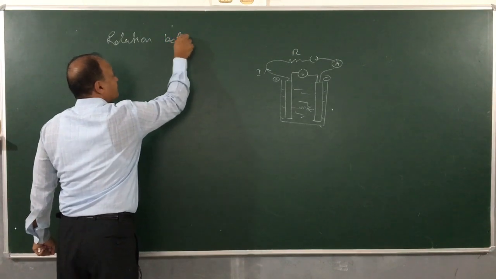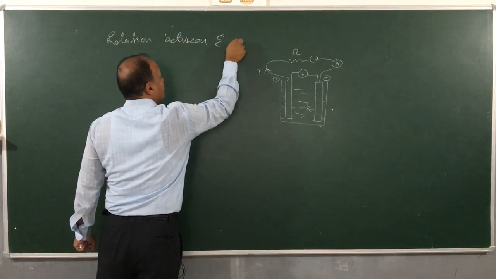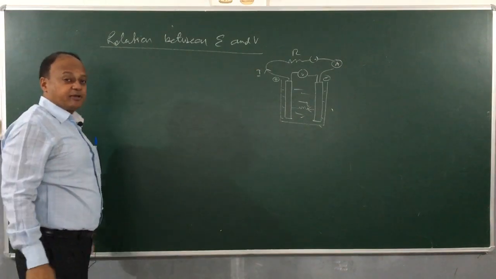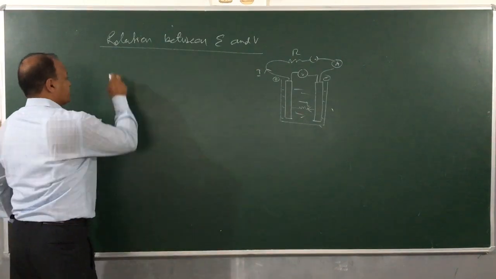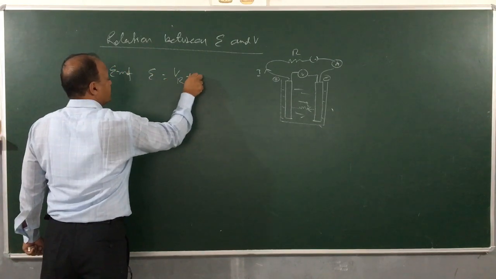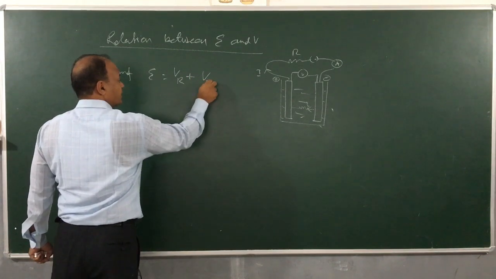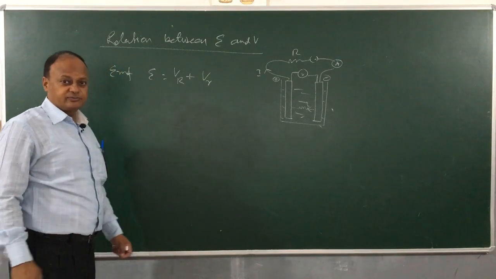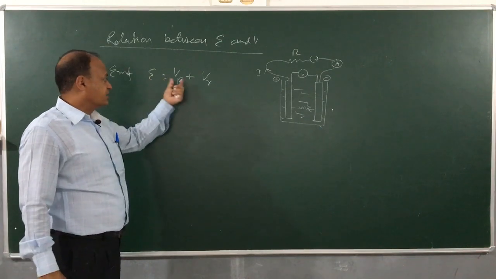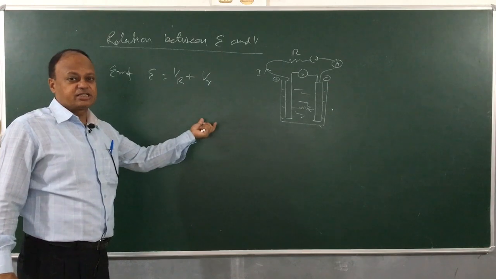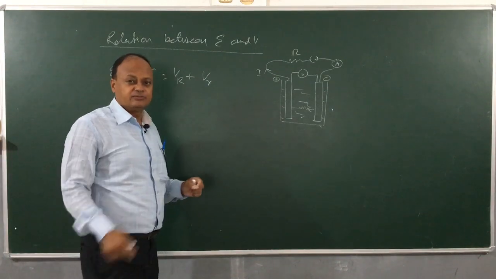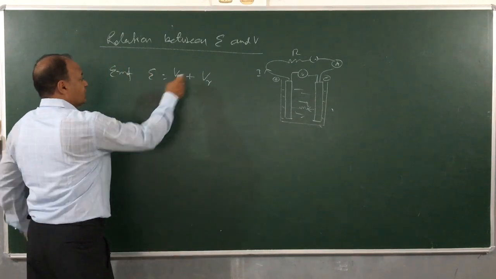between E and V. So keeping in mind the principle of conservation of energy, we can say EMF E is equal to V across resistance plus V across internal resistance r. It is like work done in transferring unit charge through the resistance plus through the electrolyte. Basically the same thing, if we ignore the loss of energy in the wires.